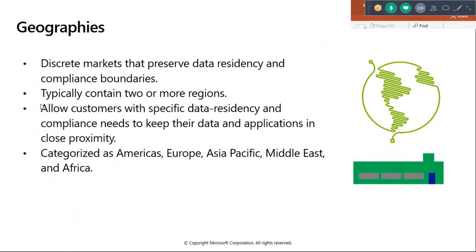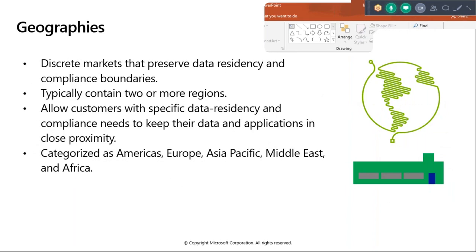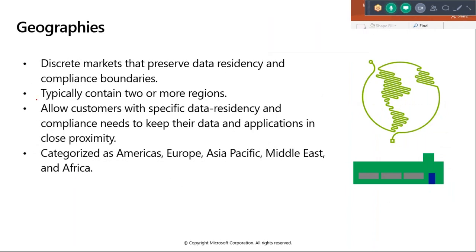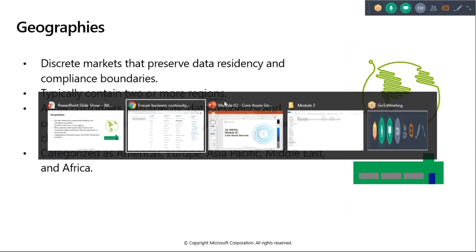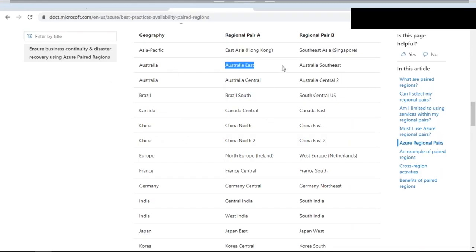Now geographies, just now I said Southeast, or let's say Asia, India, or Africa. All these are your geographies. A geography typically could have a minimum of two regions. A region is nothing but, let's say this one. East Asia is a region, Australia East is a region, Australia Southeast is a region. Whereas geography is this one, Australia is a geography. So any geography will have a minimum of two different regions.